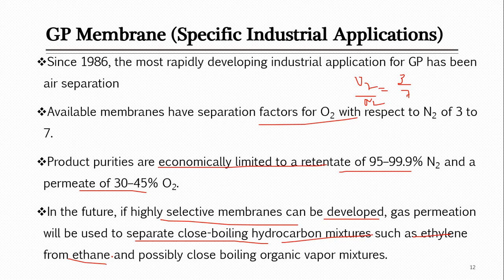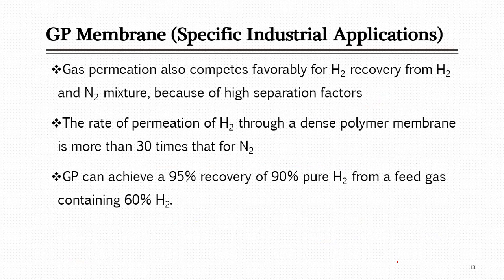Otherwise you will need a very tall distillation column for such kind of separation, but through membrane they can be easily separated, and a lot of research is going on. If you look at these membrane technologies and current research, you can find a lot of such applications in which people are developing membranes which can separate close boiling hydrocarbons. Then they can also be used for other close boiling organic mixtures like propane, ethane, ethylene, methane, ethane, and many other applications you can see.